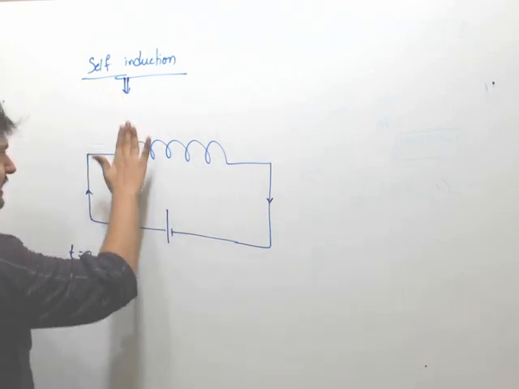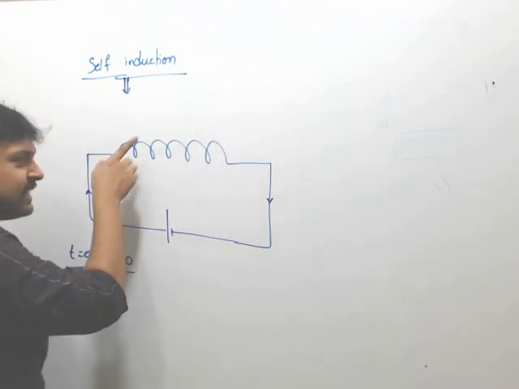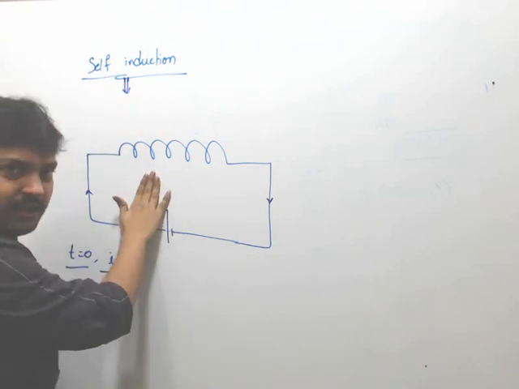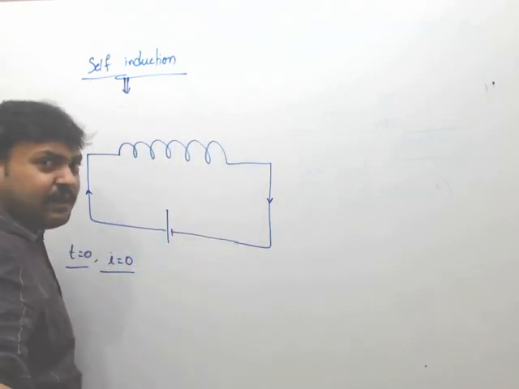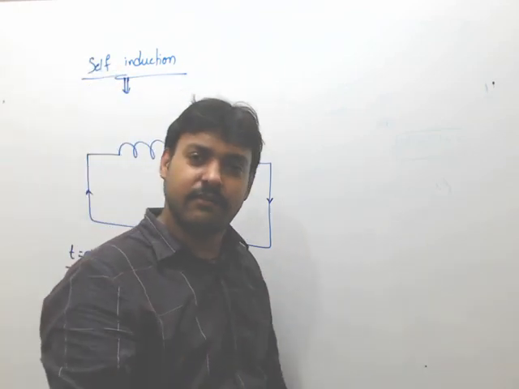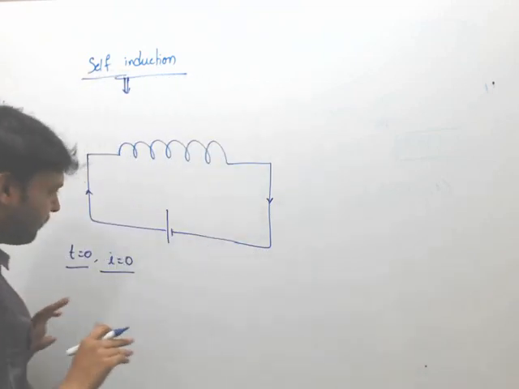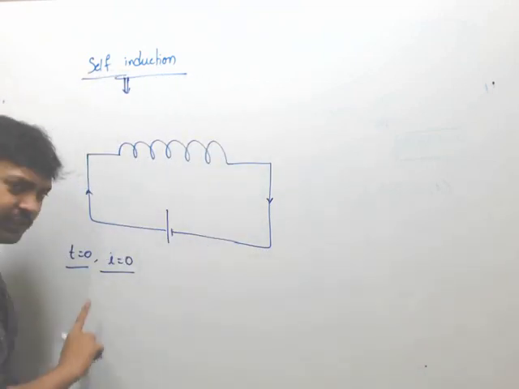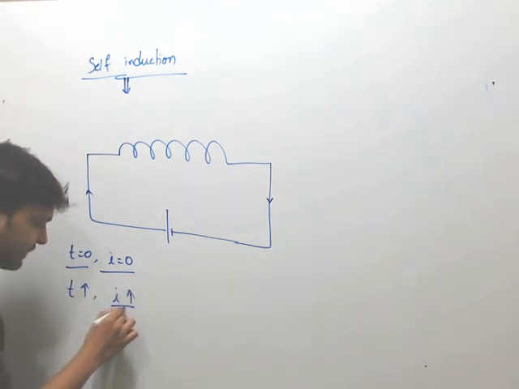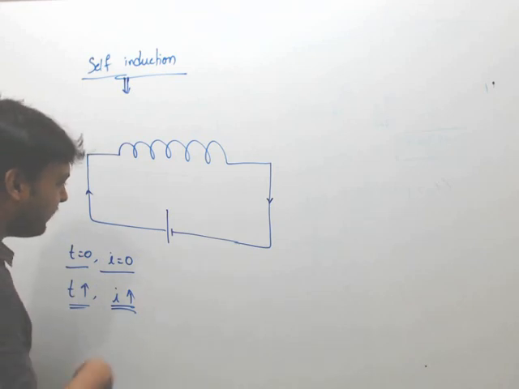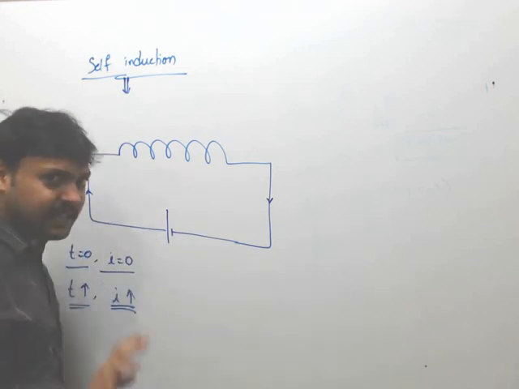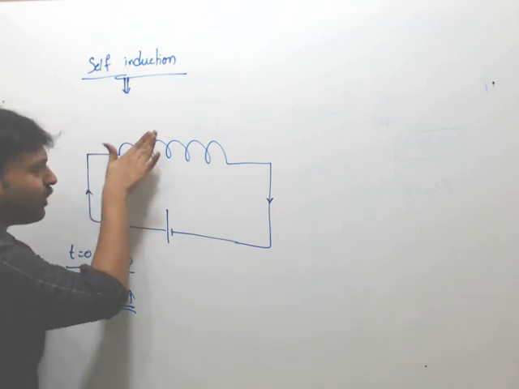Okay? Self, in the sense, in the same coil. Current is changing in the same coil and opposition is developed in the same coil, and due to that opposition, what happened? Induced current developed in the same coil. So that phenomenon we call self-induction. Clear about the concept? Now try to understand the story. At time t equals 0, I equals 0. If time increases, current increases. So if current increases, change is there. Due to that change, what will happen?